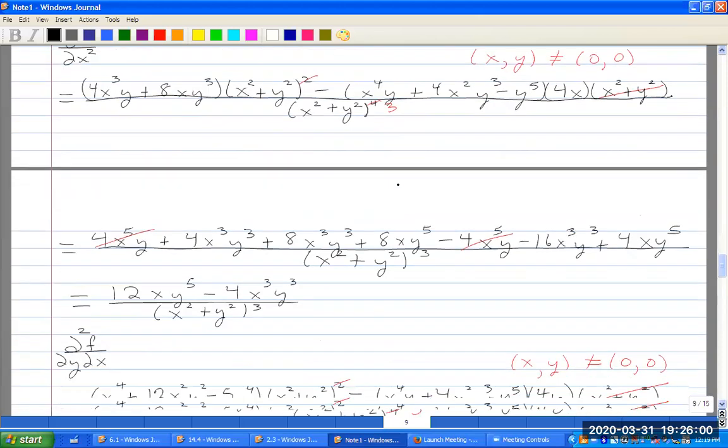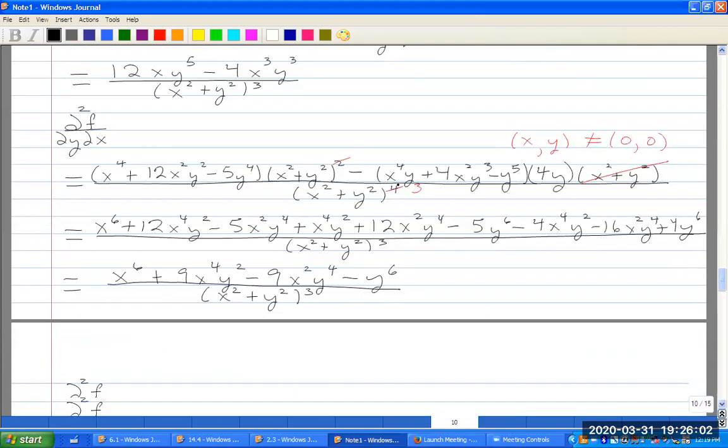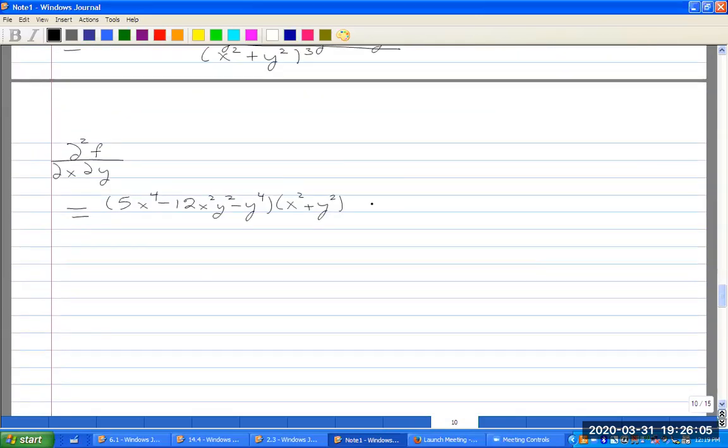Squared minus the numerator, x^5 minus 4x^3y^2 minus xy^4, times the derivative of the denominator. Bring down the 2, (x^2 + y^2), times the derivative of what's inside. So that'll give me a 4x.